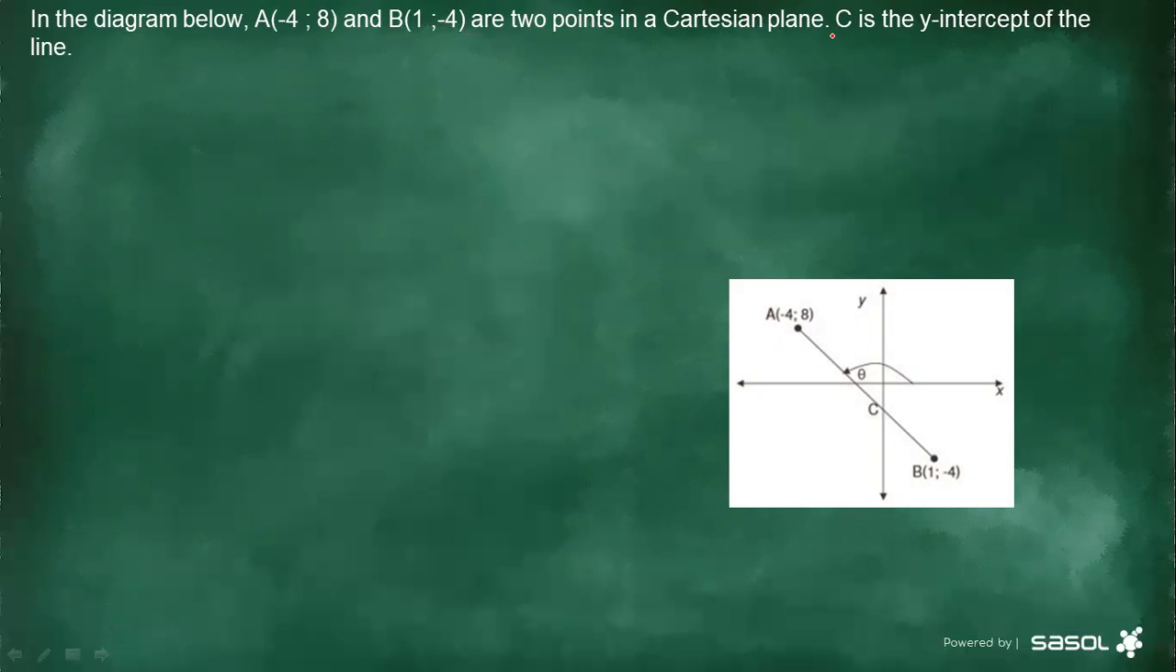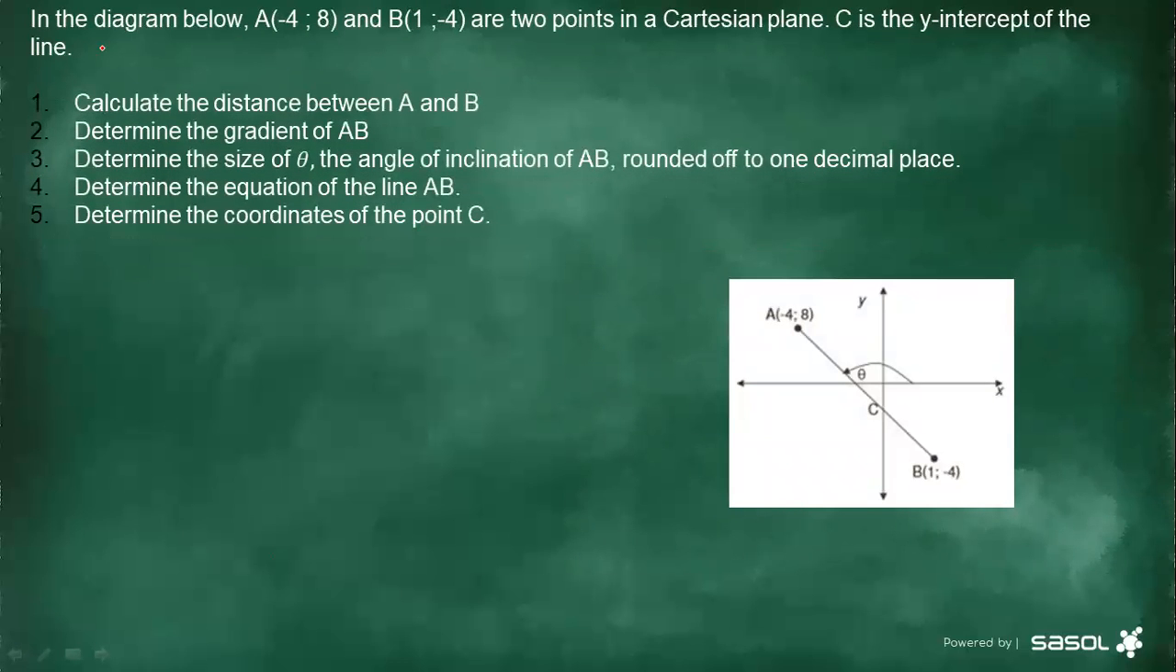C is the y-intercept of the line. And now let's see what we are going to be answering. The first, we need to calculate the distance of line AB. Now let's calculate the distance of line AB.